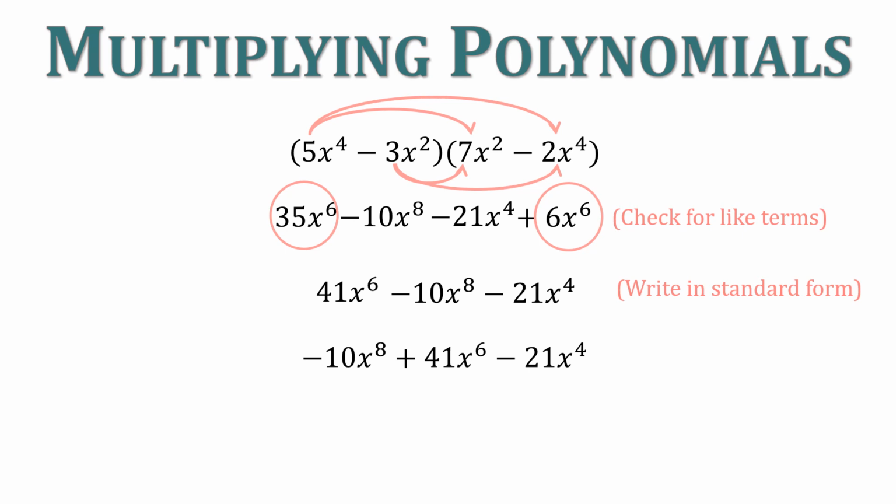Let's go ahead and classify this polynomial. It's an 8th degree trinomial. Eighth degree because the highest power is 8, and trinomial because there are 3 terms, x to the 8th, x to the 6th, x to the 4th. So that concludes our video on simplifying polynomials.